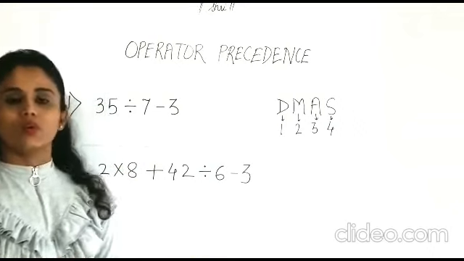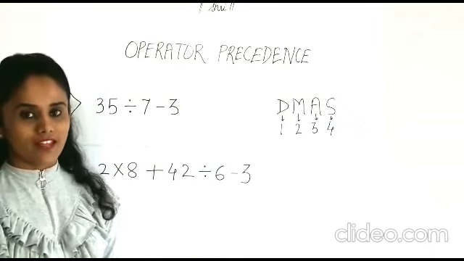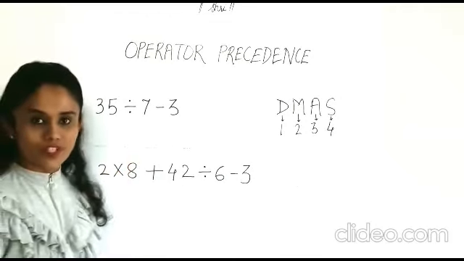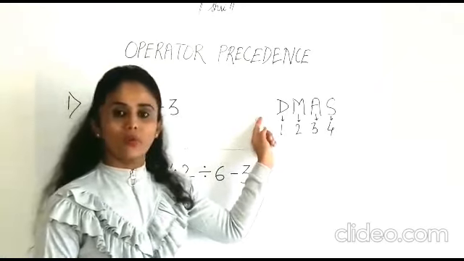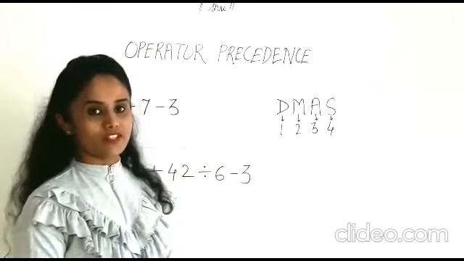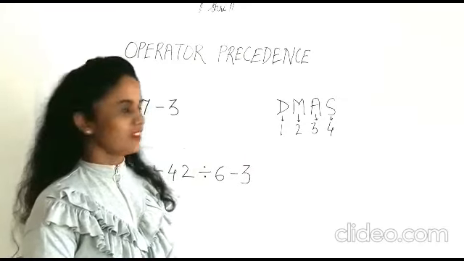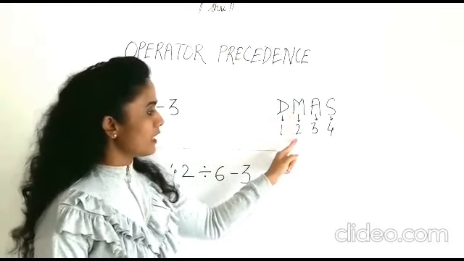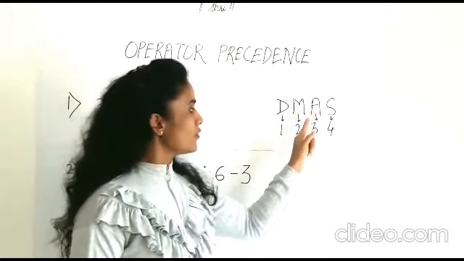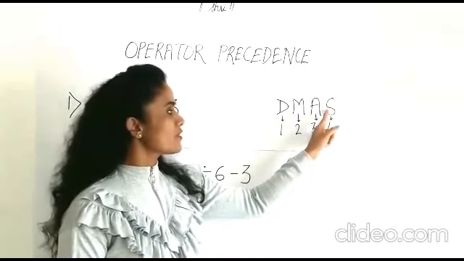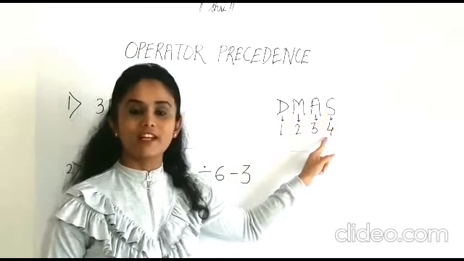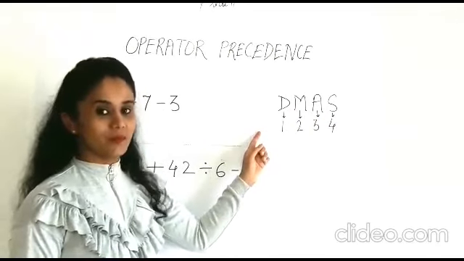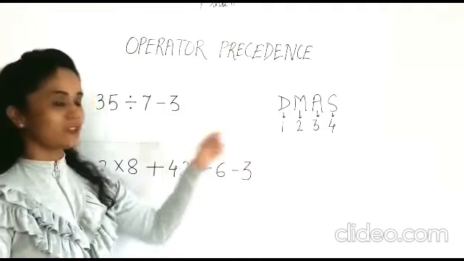Now, how will you decide which operation to be performed first in that expression? To solve these kinds of examples, you have to use the rule DMAS, which will tell you the order of operations to be performed on the expression. Here, D stands for division, which comes first, M for multiplication, which comes second, A for addition, which comes third, S for subtraction, which is the final operation to be performed. You have to remember this word DMAS and solve the expressions as per this rule.